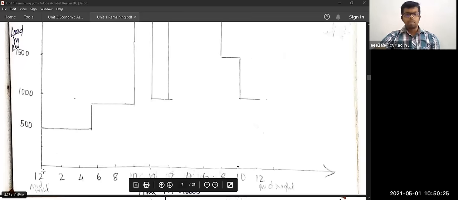You can take 12 midnight to 12 midnight. I am taking 2-hour scales, though you can also take a 1-hour scale. Nothing wrong in that. I am taking 2 centimeters, or 1.5 centimeters, as 2 hours, from 12 midnight to the next 12 midnight.